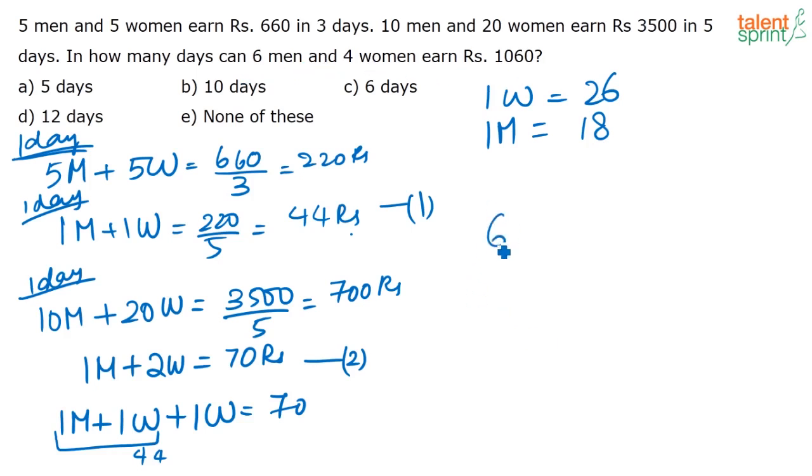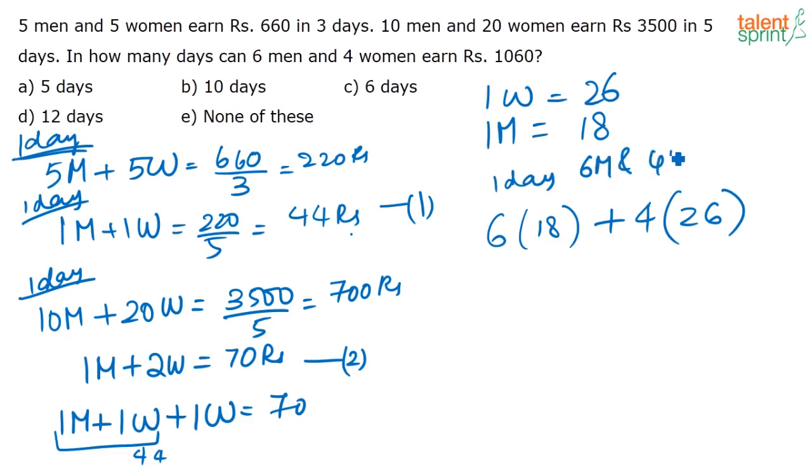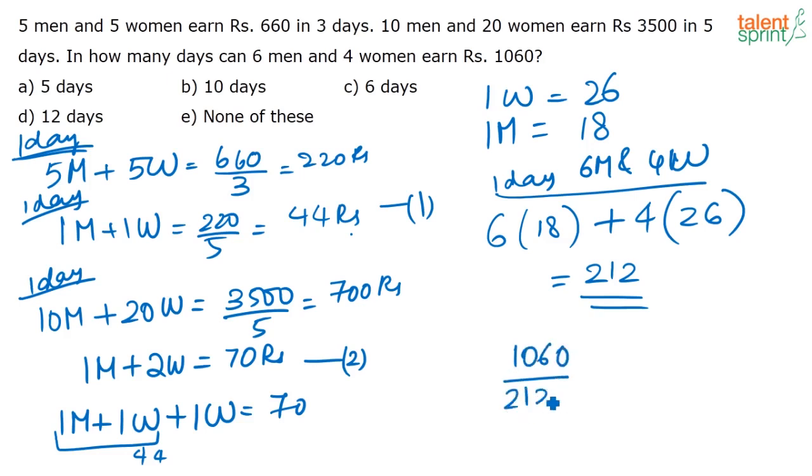So 6 men, right, in 1 day how much will they earn? 6 into 18. And 4 women in 1 day how much will they earn? 4 into 26, correct? So in 1 day, 6 men and 4 women together will earn 6 into 18 plus 4 into 26, that is 108 plus 104, correct? 108 plus 104 is 212. So in how many days will they earn 1060? It is nothing but 1060 by 212. Obviously just try with 5, 212 into 5, 1060, correct? So the answer is 5.